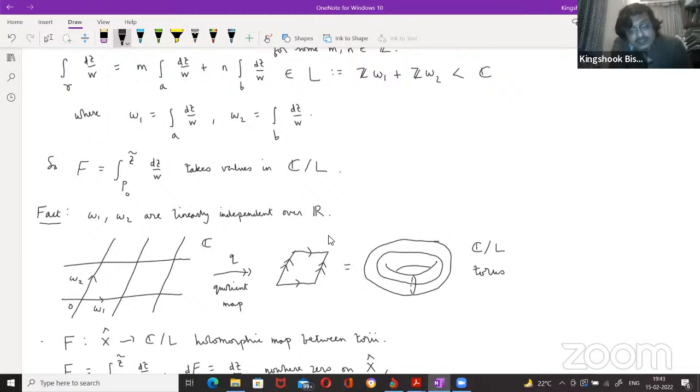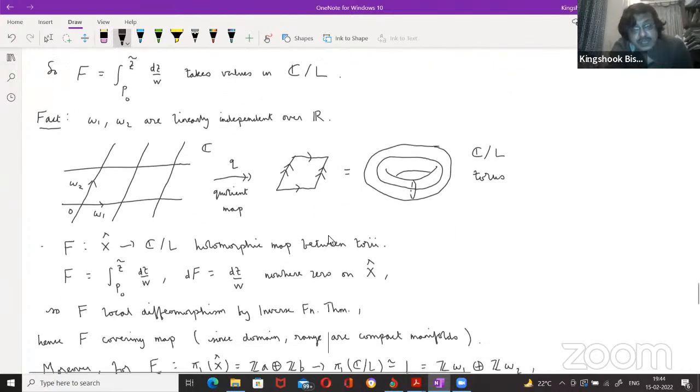So what is the quotient? Under the action of this subgroup L, I can move any point in C into this fundamental parallelogram. So this is what's called the fundamental domain for this group L acting on C by translations. And so the quotient of C by this subgroup L will be the same as quotienting this fundamental parallelogram by these two translations. So when I identify the opposite sides of the parallelogram, I get again a torus. So this quotient C modulo L is a torus.